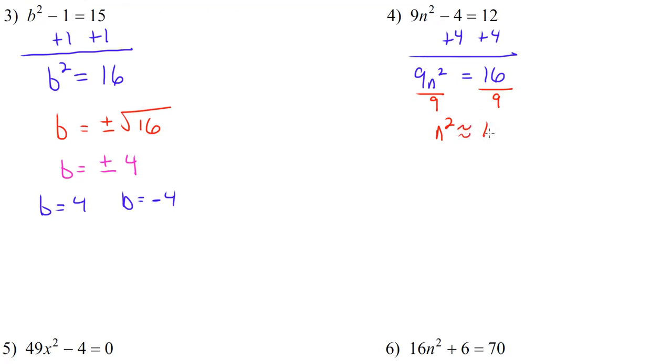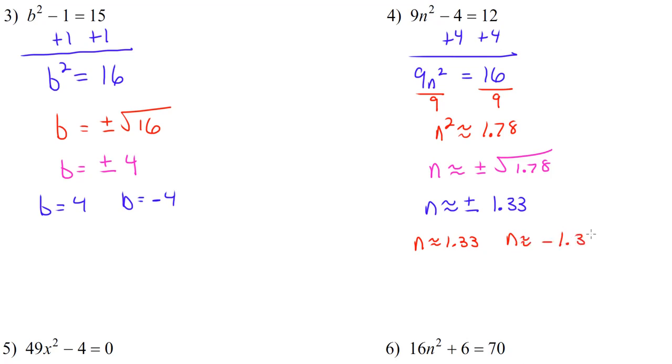So it's actually approximately 1.78. And again, I want the square root of n squared, which is going to be n. So n is approximately positive or negative radical 1.78. And the square root of 1.78 rounded to the nearest hundredth is going to be, n is approximately positive or negative 1.33. So my two answers are n is approximately 1.33 and n is approximately negative 1.33.